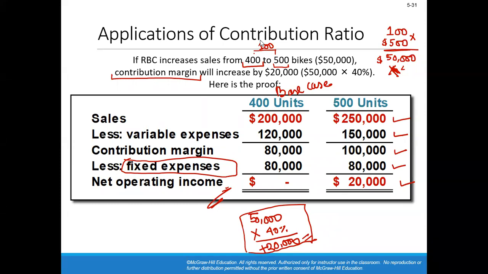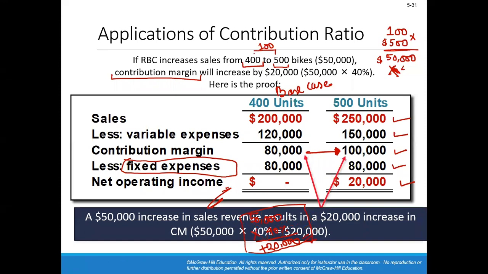But you see, if you look at it, the contribution margin is changing, but the contribution margin ratio in this case is 40%, and in this case it is also 40%. Okay. Again, what we are seeing is that a 50,000 increase in sales revenue is causing an increase in net operating income of 20,000. So we have learned how the contribution margin ratio calculation can be useful for us. Okay.